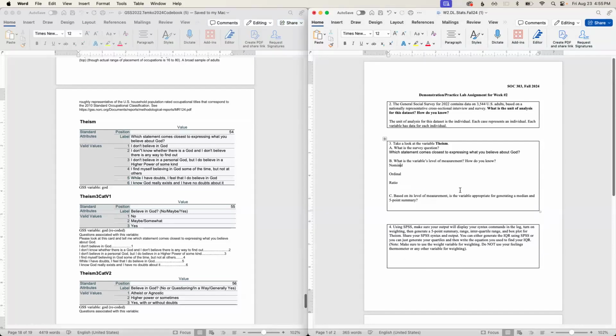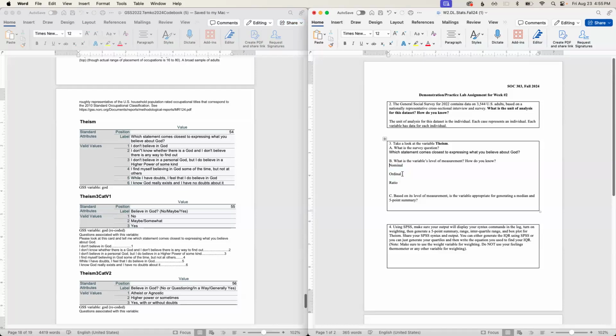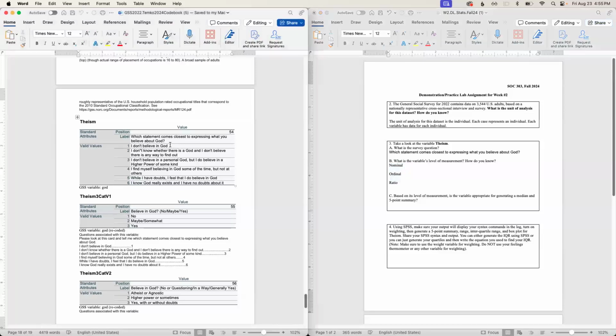Now nominal would be if these are categories or names. And these definitely are different kinds of beliefs, right? Like, how do you believe about God? So maybe it is. Let's see if it's nominal or ordinal, right? So ordinal would mean these are ordered. So as we go from 1 through 6, we're going from I don't believe in God to I believe in a higher power to I feel there probably is to God exists. So as we go up, theism increases, right?